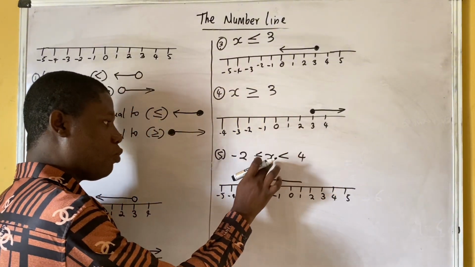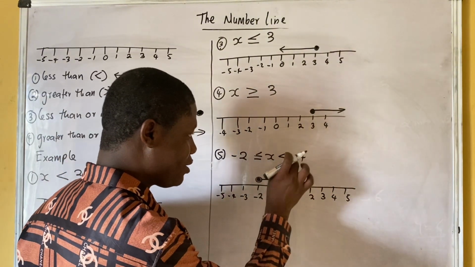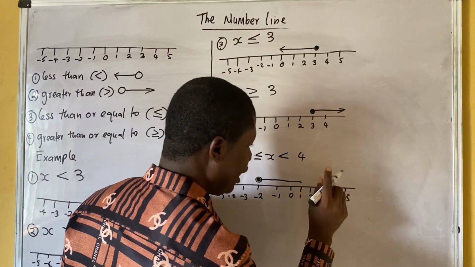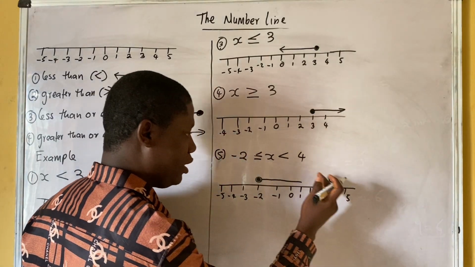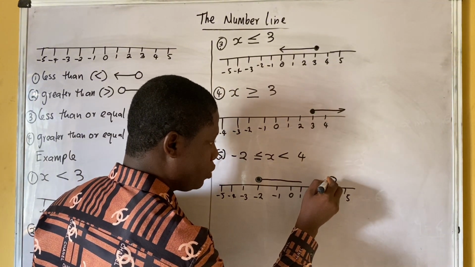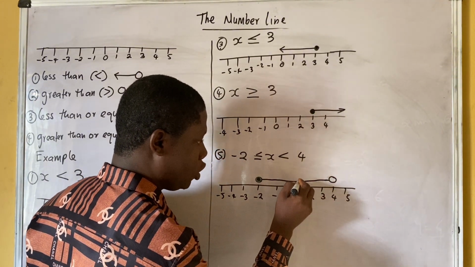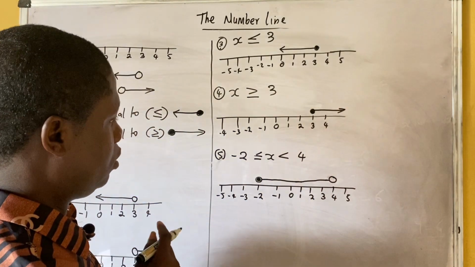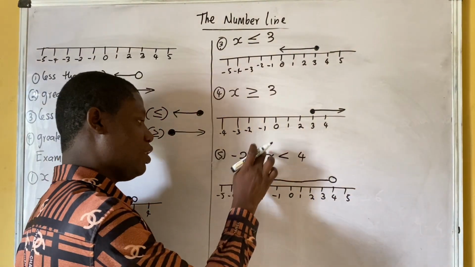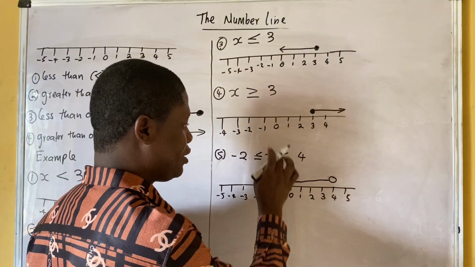So for the second one, we have x is less than 4. Our circle should be on 4, and the arrow should be pointing backward. So you can see my arrow is going to move backward, and it will join this one. Okay, so this is how to represent minus 2 is less than or equal to x less than 4.